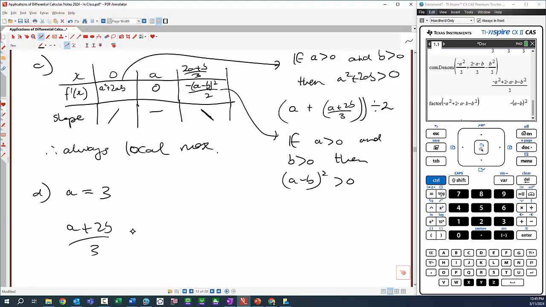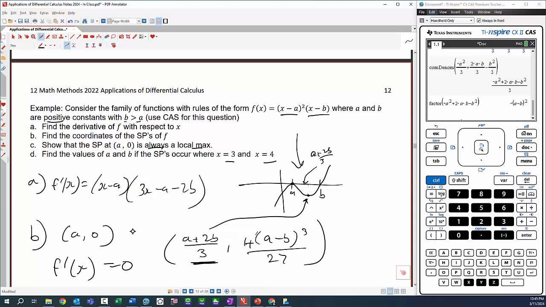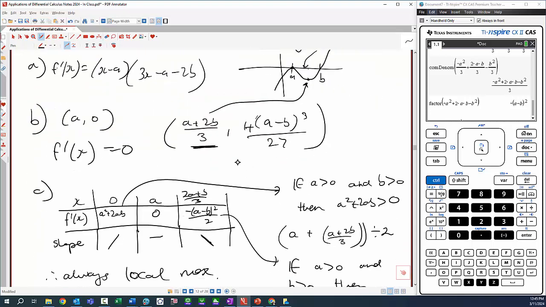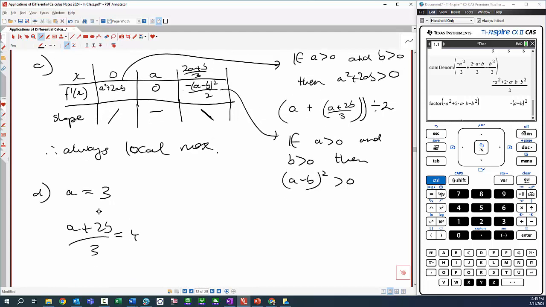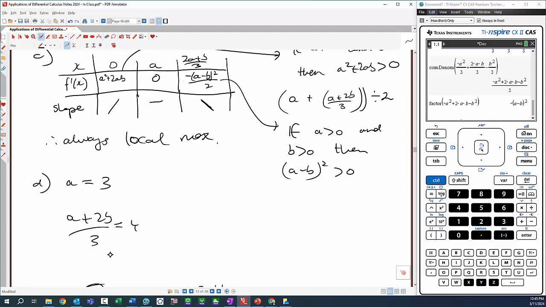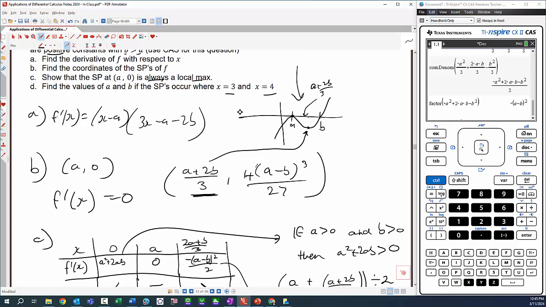Is when the stationary point occurs, okay? And I know the stationary point is equal to 4. So what does b have to be? Well, I've got a plus 2b equals 12. I know that a is equal to 3, so I've got 2b equals 9, b equals 9 on 2. So there's my value of b and a that will make this happen.